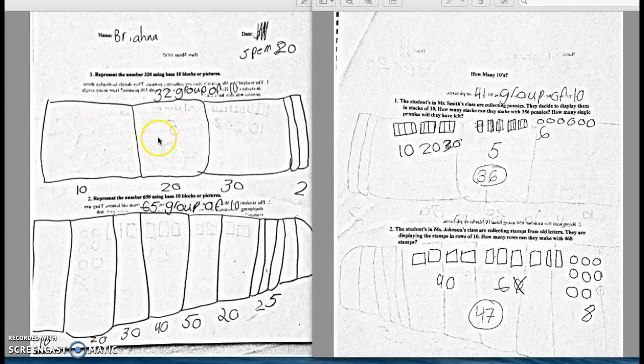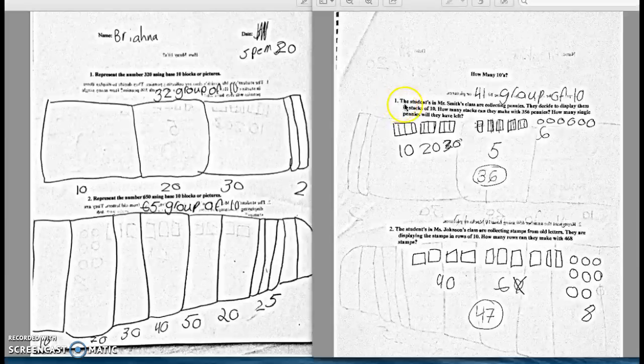Here the student was able to draw correctly how many groups of 10 there were in 320. And then the student did the same thing by herself for the second problem to get the correct answer of 65 groups of 10. I then gave the student this worksheet, how many tens, to do independently.